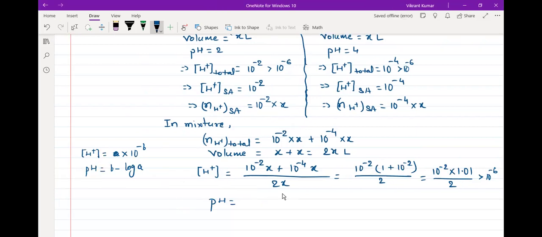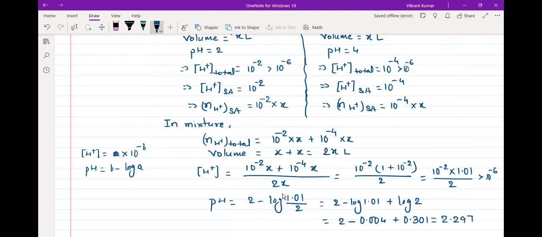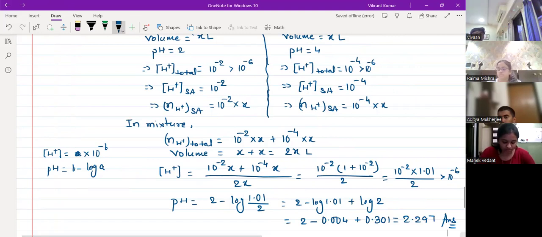Look, 1.01 by 2 into 10 raised to minus 2 is written, so pH will become 2 minus log of 1.01 by 2, that is 2 minus log 1.01 plus log 2. I gave the values of both: log 1.01 is 0.004 and log 2 is 0.301. So that becomes 2.297. That will be the answer. Is it okay? Any doubt?